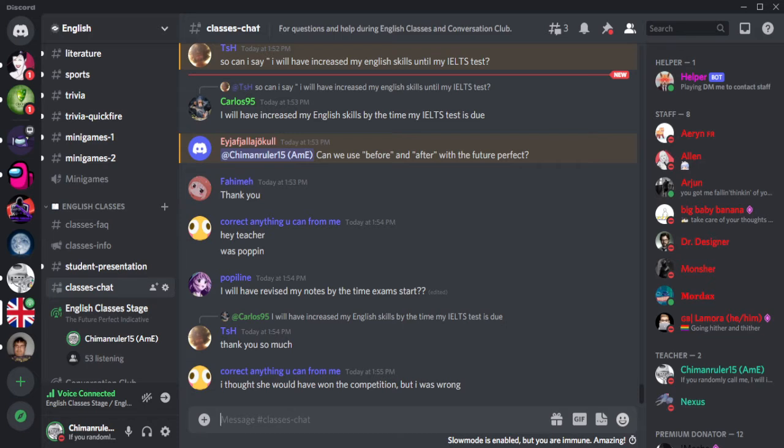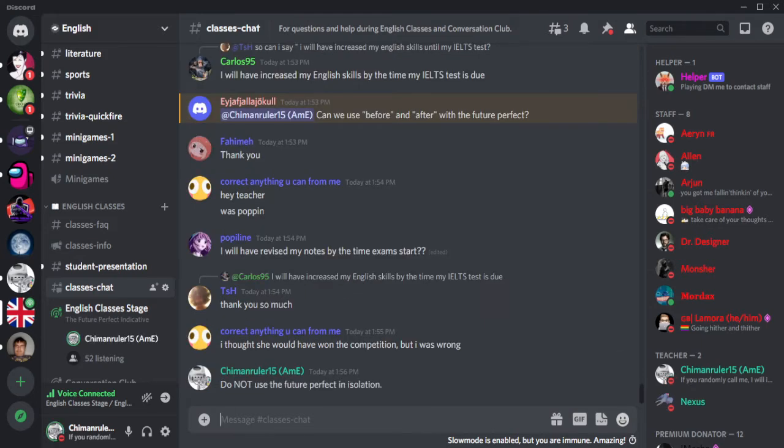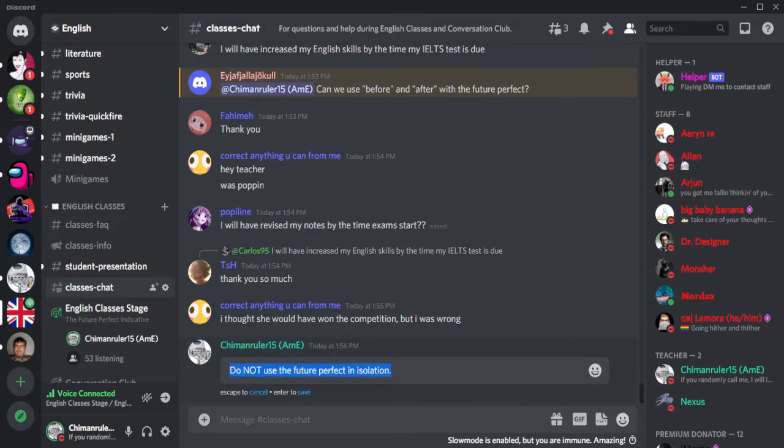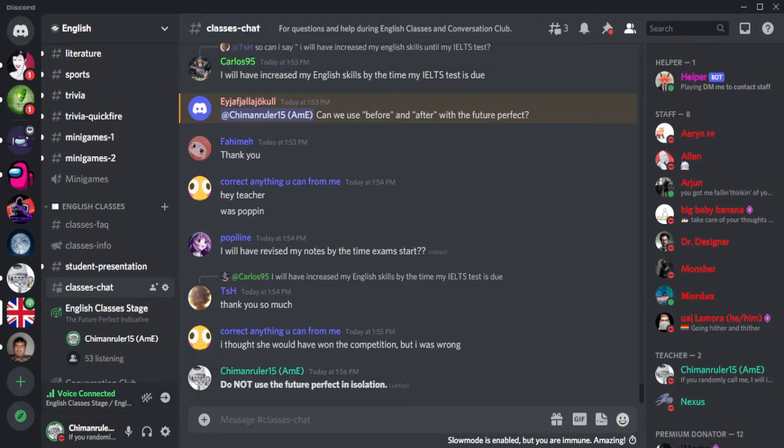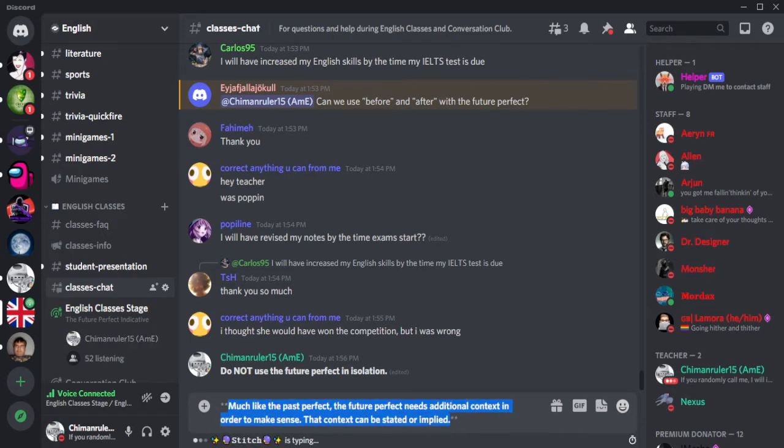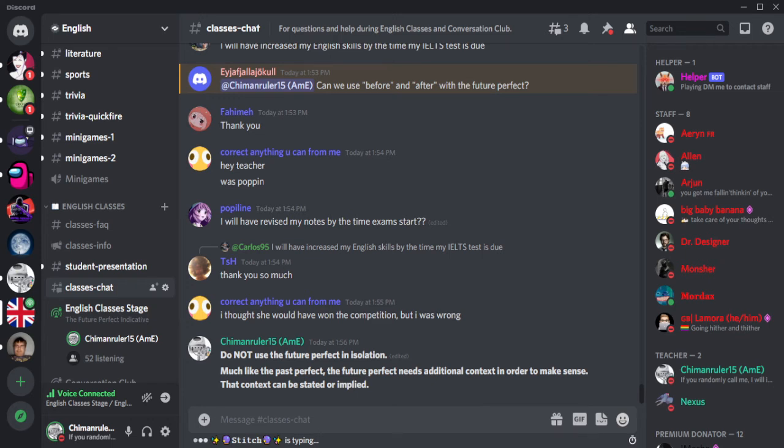When you have the future perfect, do not use it in isolation. Now, what does this mean? Well, what this means is that you need additional context for the future perfect to make sense. And so let me post that there for your reference. Much like the past perfect, the future perfect needs additional context in order to make sense. That context can be stated or implied.